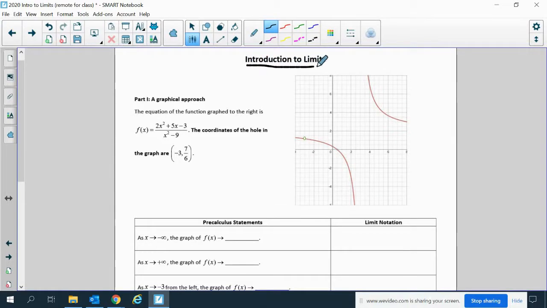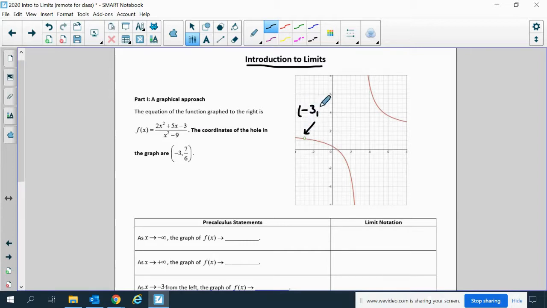This is an introduction to limits for honors pre-calculus. A graphical approach is the first thing we're going to do. The equation of the function graphed to the right is (2x² + 5x - 3)/(x² - 9). And we're giving you the coordinates of the hole in the graph.